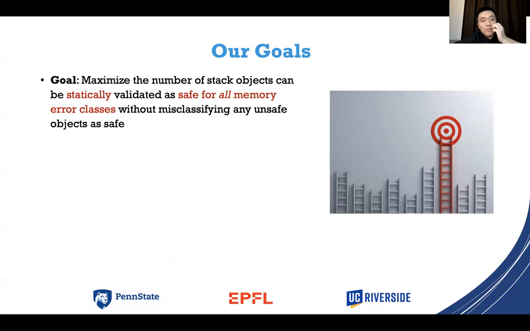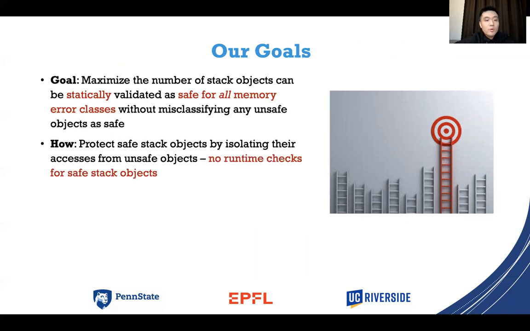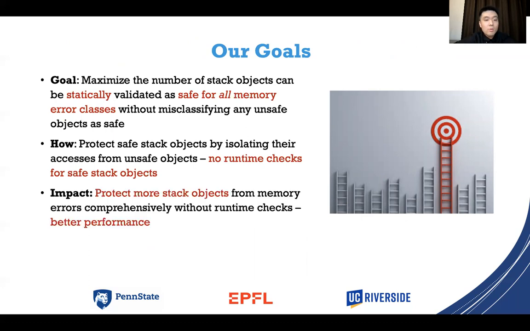Given that, our goal of the DataGuard analysis is that we want to statically validate the safety of the stack objects against all types of memory errors. We don't want to have any potential unsafe objects remain on the safe stack. Then we want to remove runtime checks on the safe stack objects by isolating their accesses from unsafe objects. Thus, our ultimate goal is to protect the maximized number of stack objects from memory errors comprehensively without runtime checks, and ultimately, we want to achieve better performance.